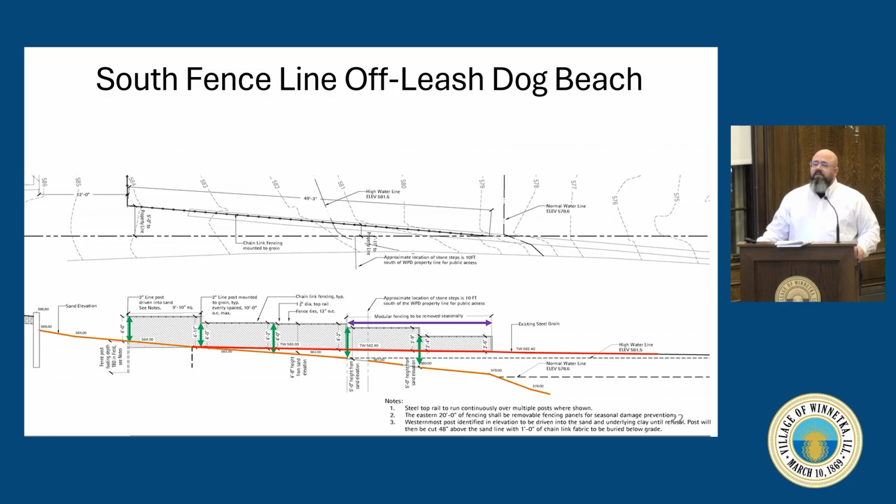So this is the south fence line of the dog beach. As I explained previously, the intent is the same. We have the red line showing the limits of the seawall. We have the amber line below it showing the topography of the beach. This is the topography of the beach on the north side of that groin, not the south side, but the north side of that groin, which is the Park District property. And once again, you'll see those green arrows indicating that step down segmentally through the 5 different panels.